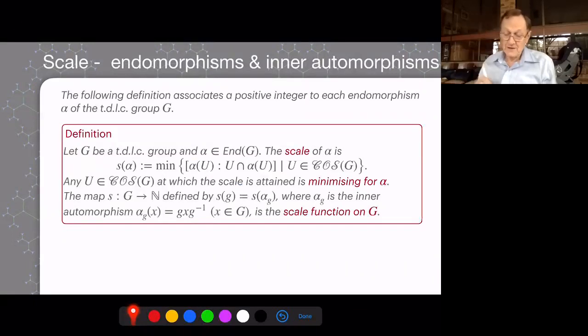Based on that is the notion of the scale of an endomorphism of a group. Suppose that we have some totally disconnected locally compact group and some endomorphism, so it's a continuous homomorphism of the group to itself. Then this endomorphism has a positive integer associated with it called the scale. And the scale is the minimum of all these indices.